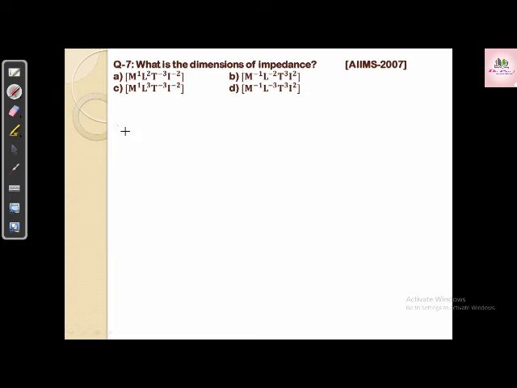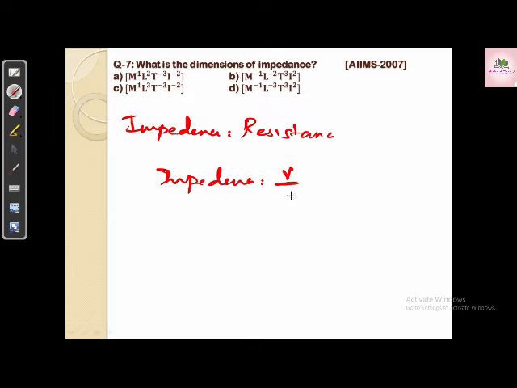So that is impedance. Impedance is analogous to resistance. Resistance is used in a DC circuit, same as impedance is used in AC circuits. So both resistance and impedance are analogous to each other, or the same. So impedance has the same formula as the resistance, that is potential difference or voltage divided by electric current.